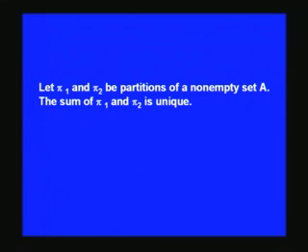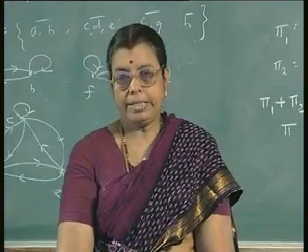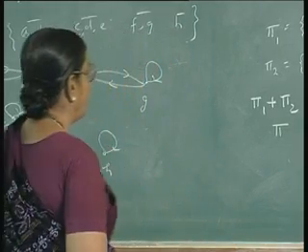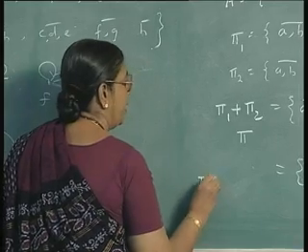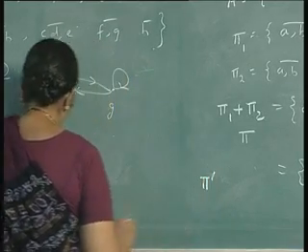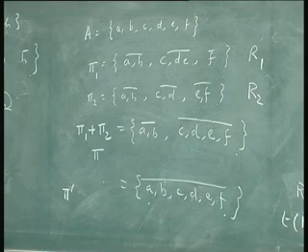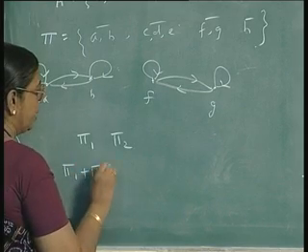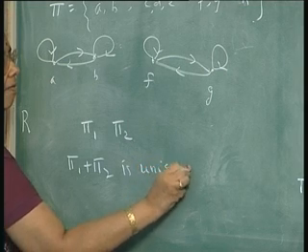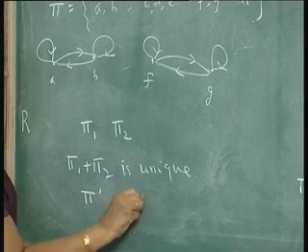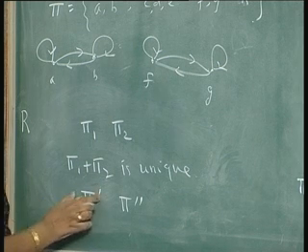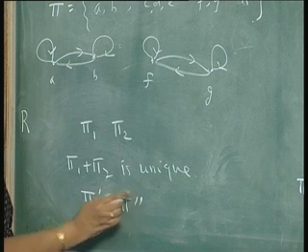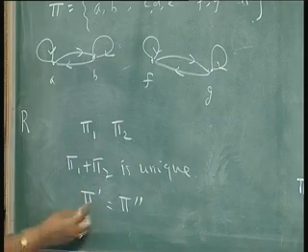Now, if you have two partitions pi 1 and pi 2, the sum is unique. You cannot have two different sums. Why? If I have two of them, say pi dash and pi 2 dash, as sums of pi 1 and pi 2, this will refine this by definition, and this will refine this. That means pi dash is equal to pi. You cannot have two different sums, they will be equal.